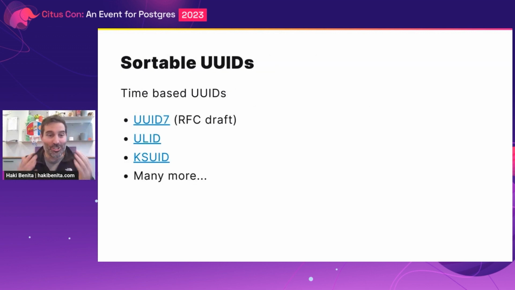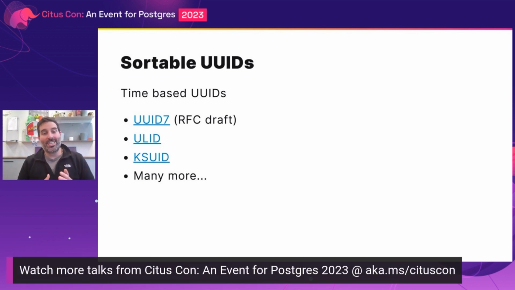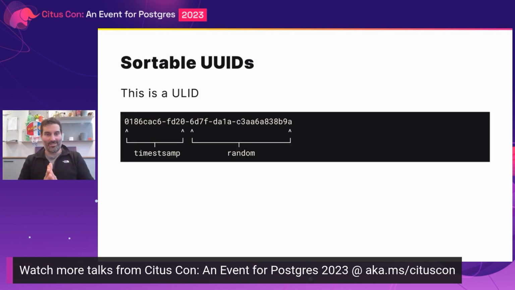So enter sortable UUIDs. This is a type of development that we see in recent years. We talked about UUID 1 through 4, and there's a new RFC draft for UUID 6, 7, and 8. Now, the nice thing about the new types of UUIDs is that they are sortable. I'm going to talk specifically about time-based UUIDs, and I'm going to focus on ULID, okay? So let's see what it looks like. So this is a ULID. Okay, it looks exactly like a random UUID, but it's built differently.